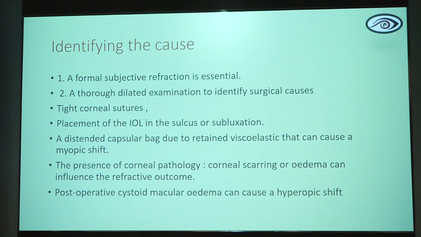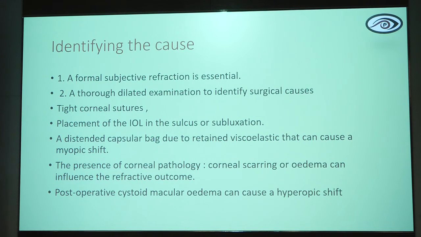Once you already have a post-cataract surgery refractive surprise, how do you identify the cause? First, do a subjective refraction on the patient. A thorough, detailed fundus examination is very important. In the detailed examination, check whether you have put in a tight corneal suture, or if the patient was referred from other places. Then look at the placement of the intraocular lens, whether it is in the sulcus or subluxated. With optical biometry, it normally gives values for in-the-bag implantation. But if you have put the lens in the sulcus, that itself will give you 0.5 diopters of residual refractive error. So it is very important to implant the lens within the bag.